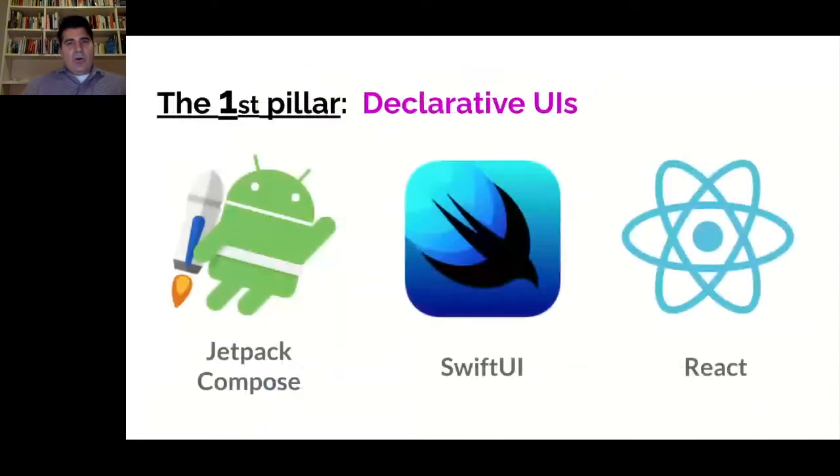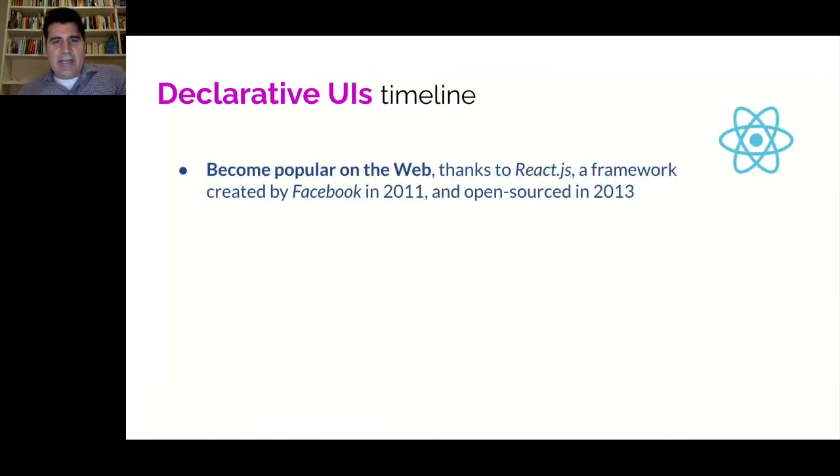Okay, so let's talk about the first pillar that we mentioned about DKMP. It's the declarative UIs. And let's see a timeline very quickly. Declarative UIs became popular on the web thanks to React.js, which is a framework created by Facebook in 2011 and open sourced in 2013.